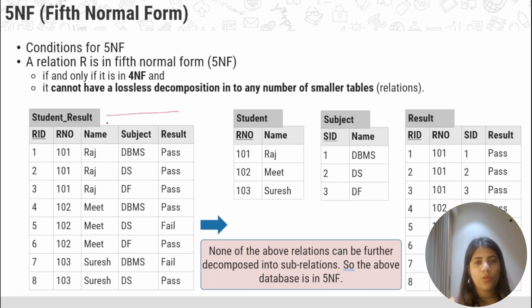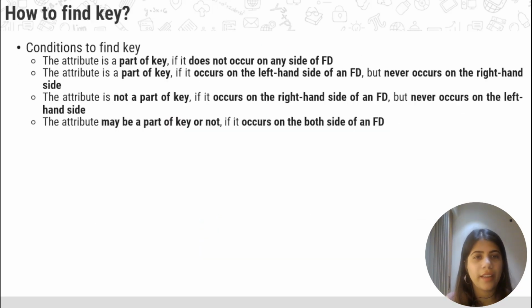Let's see how. The student table with roll number and name, the subject table with subject ID and the name of the subject, and the result table with the result ID, roll number, subject ID and the result. Now can this table be further decomposed? I don't think so. So that's why this is now in fifth normal form.